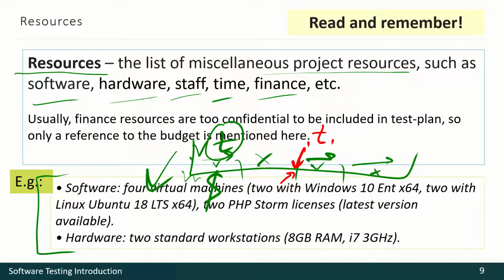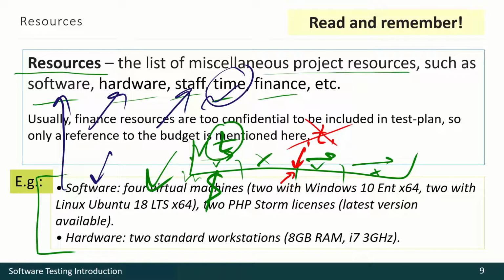But in some cases, when the time is not the matter, we probably need some resources through all the project. We only have to know what exact resources we need. Once again, software, hardware, staff, time, okay, it's an important resource, finances, etc.